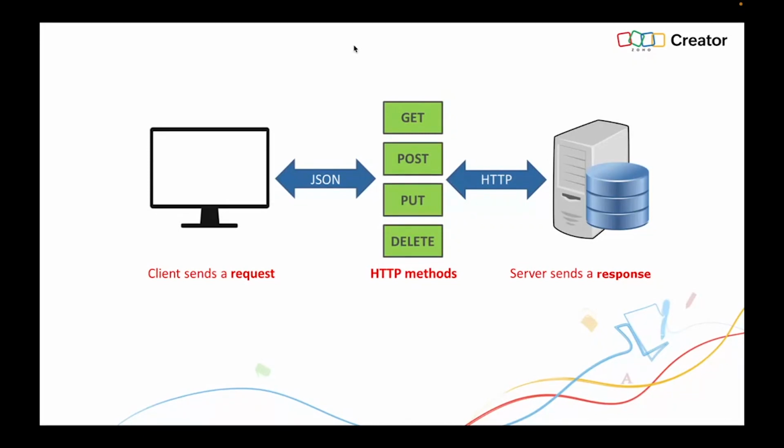Here you can see a diagrammatic representation where the client sends a request through the HTTP URL. It could be get, post, put, or delete method. On the other side, the server will receive the request and send a response over HTTP. And finally, the client will receive the response in the form of JSON or XML.